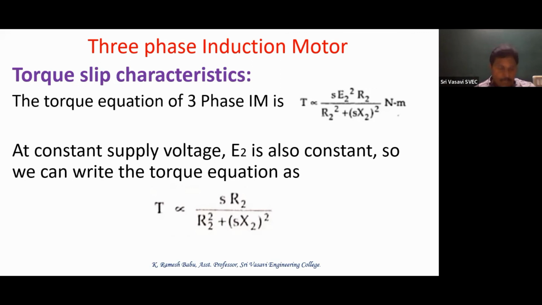Okay. So for explaining the torque slip characteristics, the slip region, that is s equal to 0 to s equal to 1, can be divided into two parts. One is the low slip region and the other one is the high slip region.